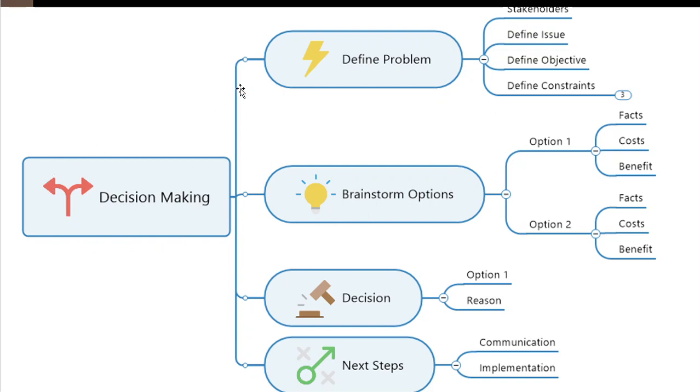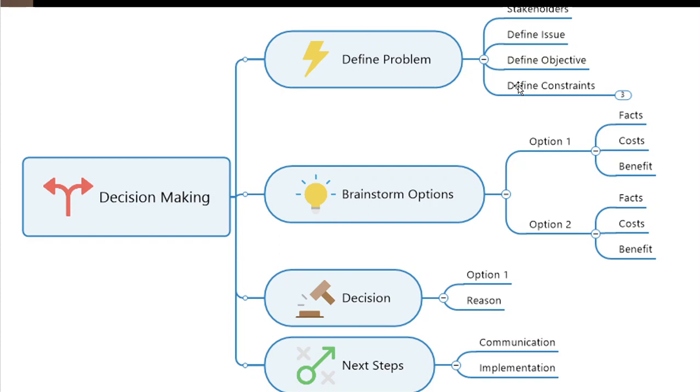The first one, of course, when we try to solve any problem, first of all, we need to define the problem. Define problem means you have to define the issue, who are the stakeholders, define the objective, define the constraint. You have problem, you have to define the issue. What are the issues, the main issue, and what are you going to achieve? That is the objective.